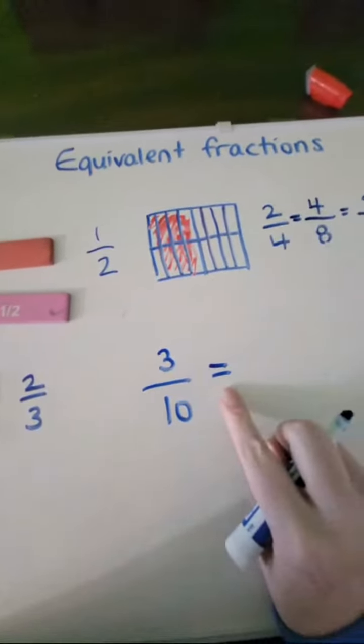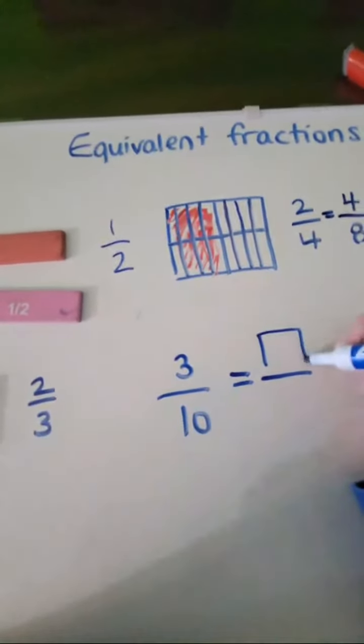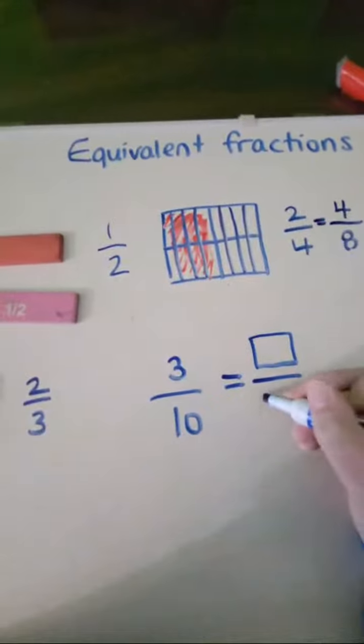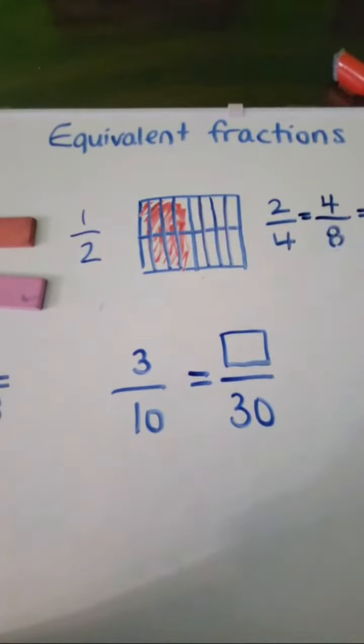Here's our equal sign, of course, in between. And let's say there's a missing number up here and 30 down here. So they want to know.